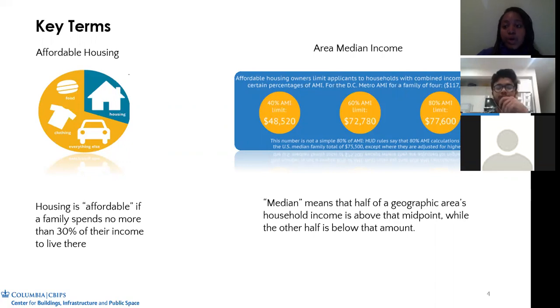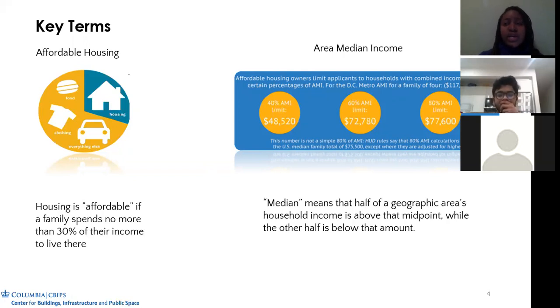And another important thing is area median income. Area median income just means that half of a geographic area's household income is above that midpoint, while the other half is below that amount. So for example, the area median income of the Washington, D.C. metro area is about $117,000. 80% of that would be $77,600. And this metric is really important to figure out who qualifies for affordable housing, because some cities can say, okay, if you make 60% of AMI, you qualify. If you make 40% of AMI, you qualify.